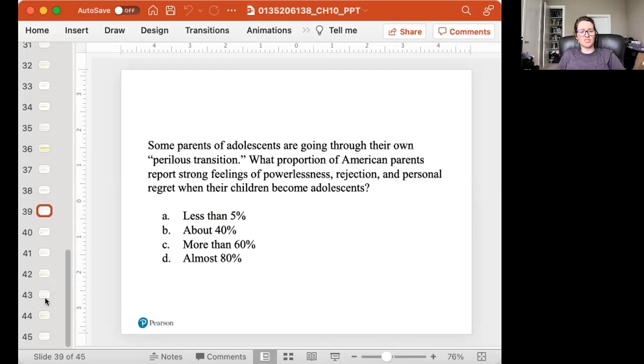Some parents of adolescents are going through their own perilous transition. What proportion of American parents report strong feelings of powerlessness, rejection, and personal regret when their children become adolescents? Less than 5%, about 40%, more than 60%, or almost 80%. About 40%.